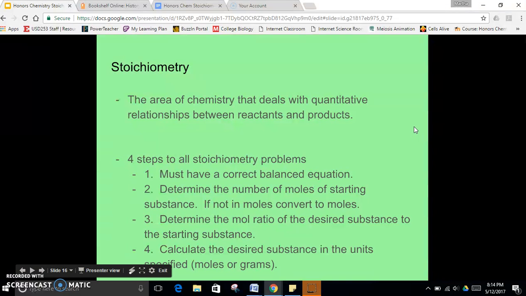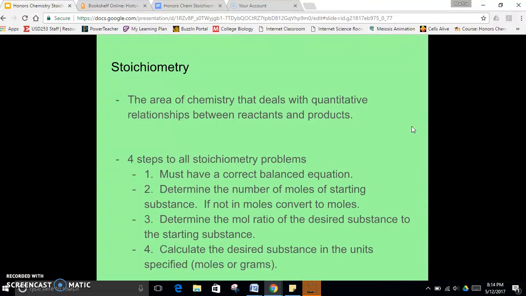So there are 4 steps to all stoichiometric problems. The first one is you must have a correct balanced equation. And this is where everything you've learned up to this point comes into play. Writing that equation, making sure it's balanced, making sure you have the correct formulas. Then you must determine the number of moles of your starting substance. If it's not in moles, like if it's in grams or atoms, you have to convert it to moles.